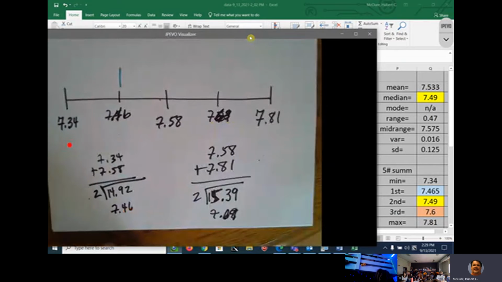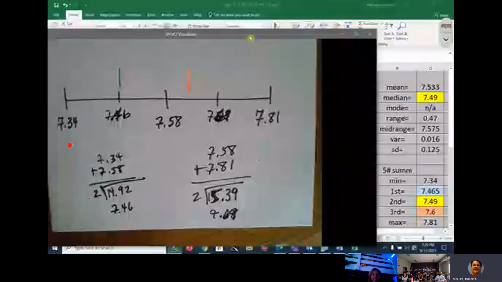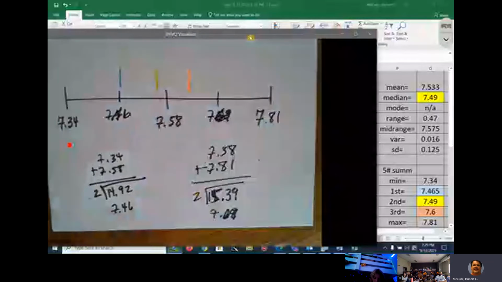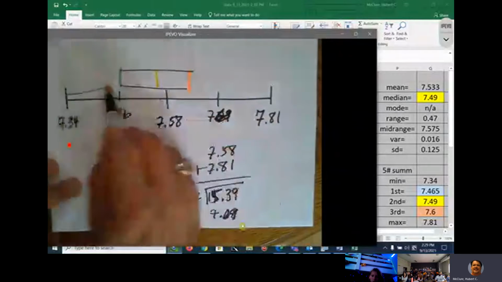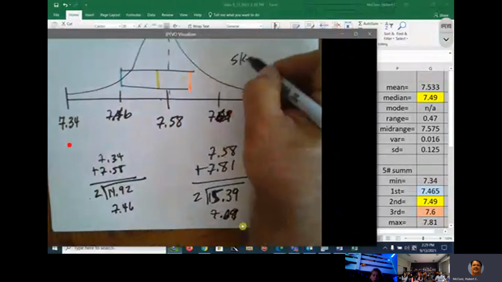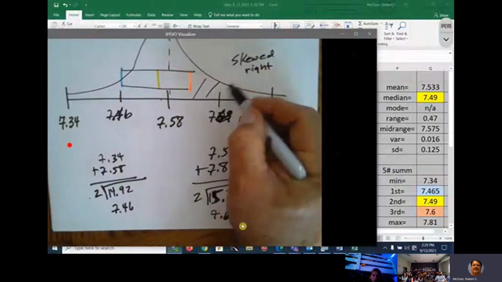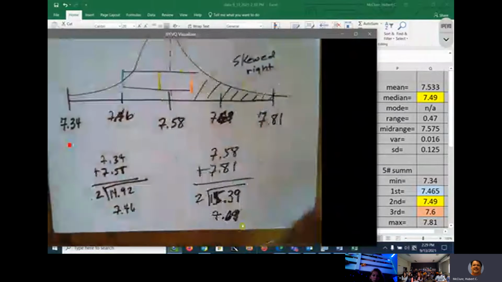My orange is 7.6. And my yellow is 7.5. So that looks pretty much, a little bit, if you were going by a curve, it would look something like that, which is a little bit skewed right. Because this is your skew right here. All the data is on the left side of the center, so it's skewed right.